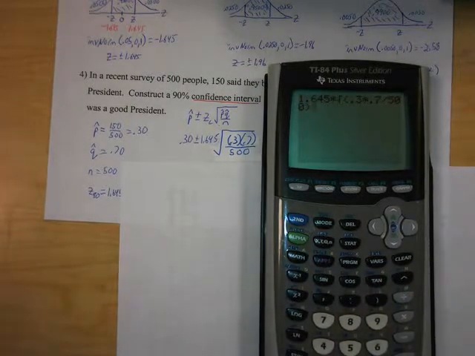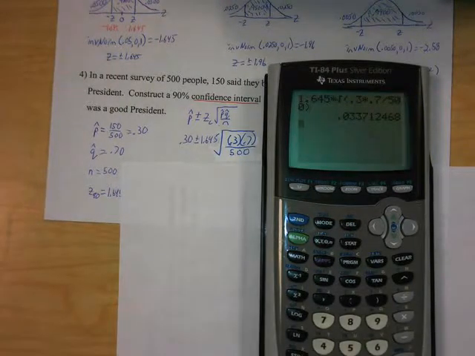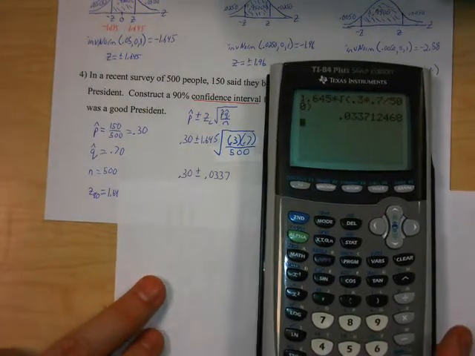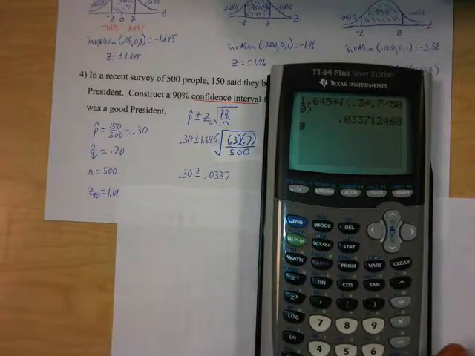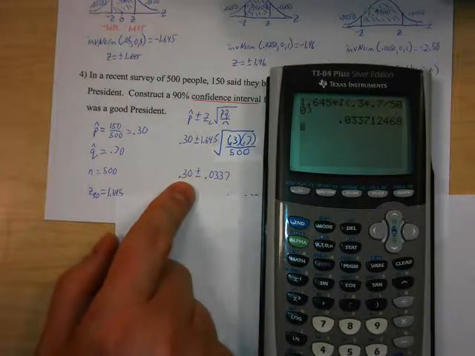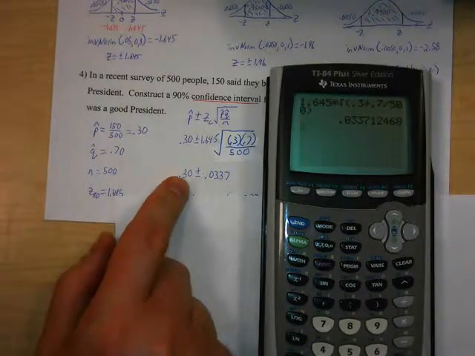Okay, notice you can enter all of it at once. It shouldn't be too hard to get that into your calculator. And that's 0.0337. So the margin of error is about 3.37%. That's what you're going to add and subtract from 0.30, our point estimate for p.